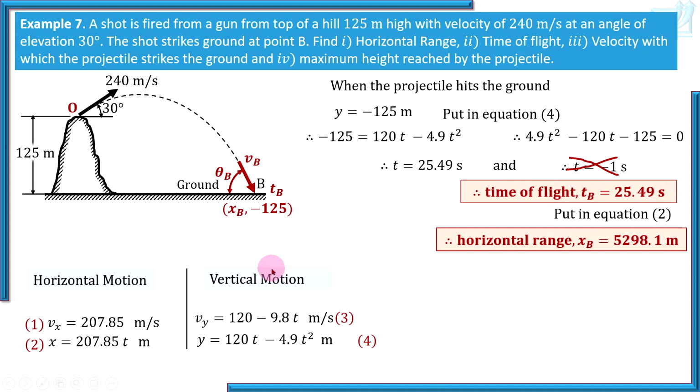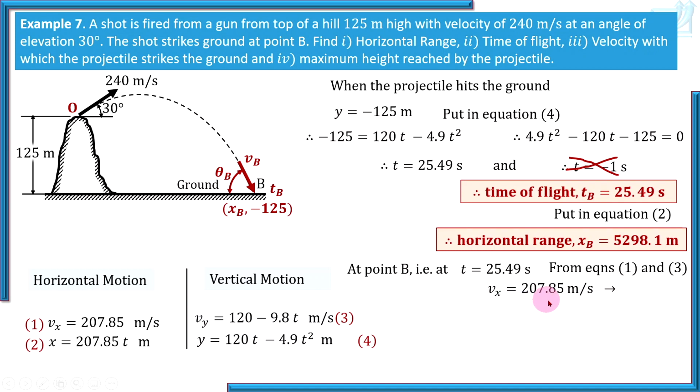Now, what is velocity at point B? Remember, it is projectile motion. It is horizontal and vertical motion simultaneously. So to find velocity, you should find horizontal and vertical velocity. You want to know velocity at point B. So find horizontal and vertical velocity at point B. So equation 1 and equation 3, that gives you horizontal and vertical velocity. But we want to know horizontal vertical velocity at this time, 25.49 seconds. So from equations 1 and equation 3, Vx is 207.85 meters per second rightwards.